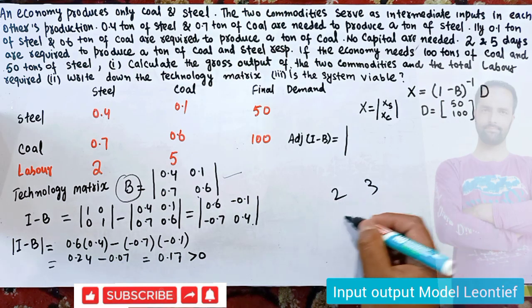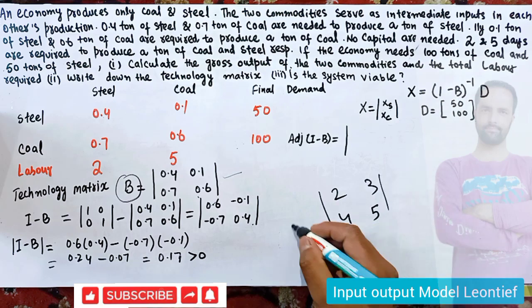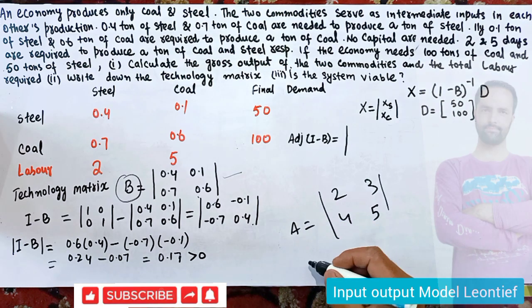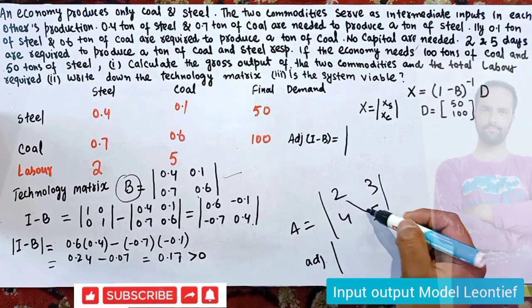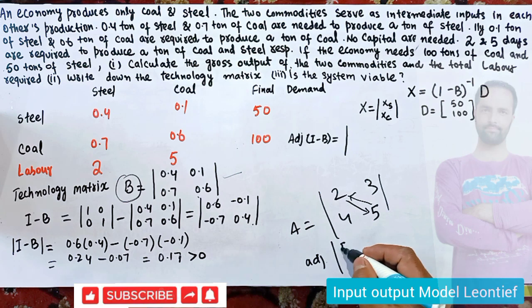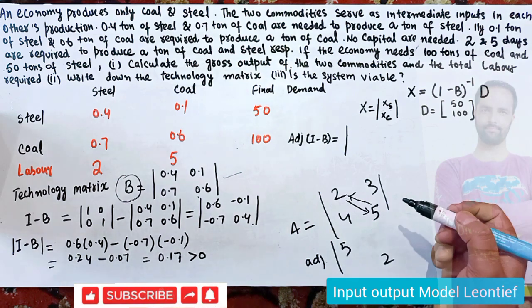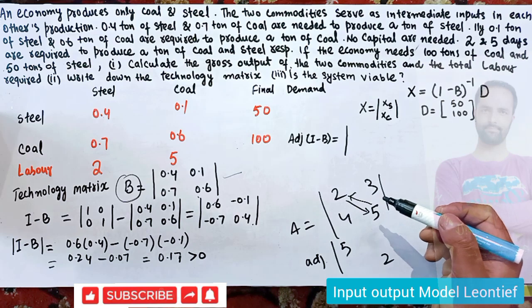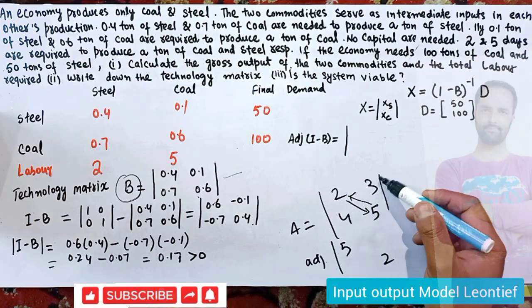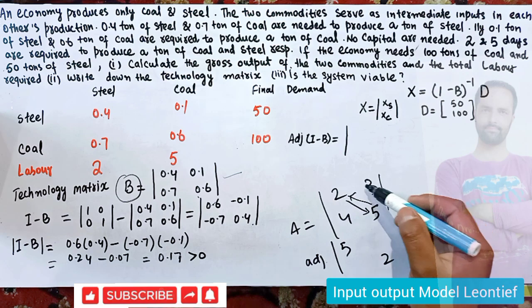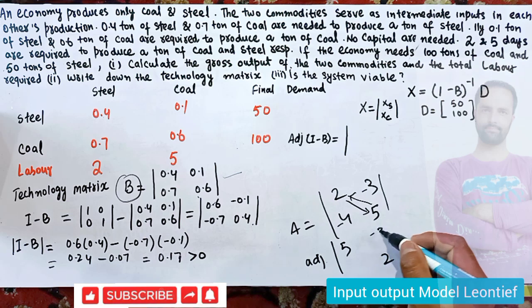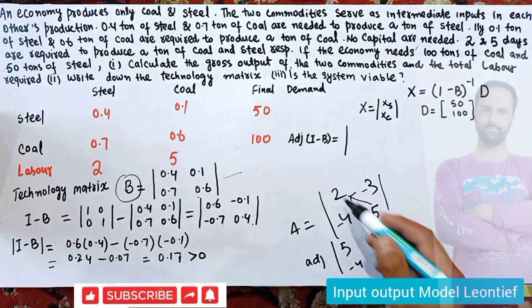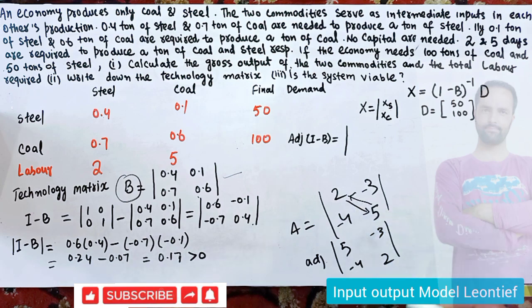If we have the matrix 2 3 4 5, and I want to find the adjoint of this matrix, how do I find it? I just interchange the principal diagonal elements, so 5 comes here, 2 comes here. After that we need to change the sign of the other, non-principal elements. If this is positive, it becomes negative. So here we have minus 3, minus 4. Just interchange the principal diagonal elements and only change the sign of the non-principal diagonal elements.